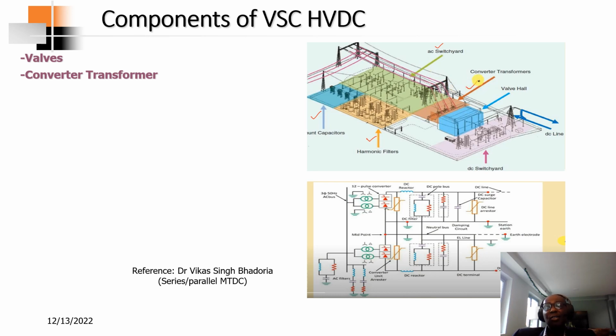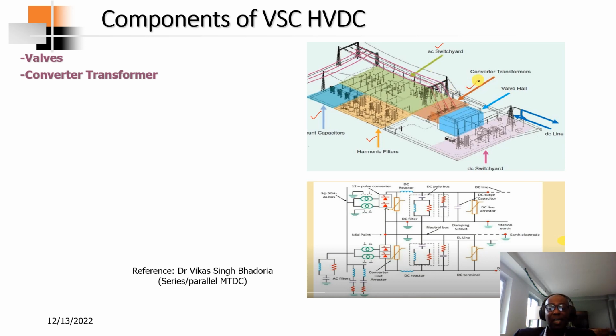Then you have a converter transformer on this side that is able to provide galvanic isolation and also provide the required voltage that is required by these valves located in the valve hall. The valve hall is where the converters are located. So the AC voltage is converted to DC, and from here it goes to a DC line. Below that is a schematic of how it looks.